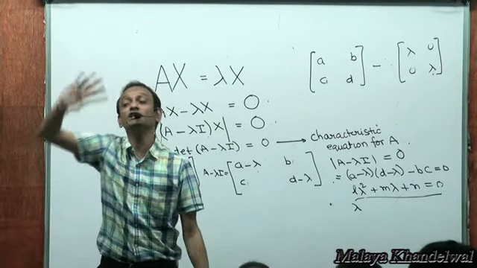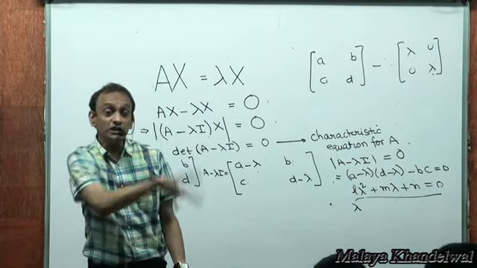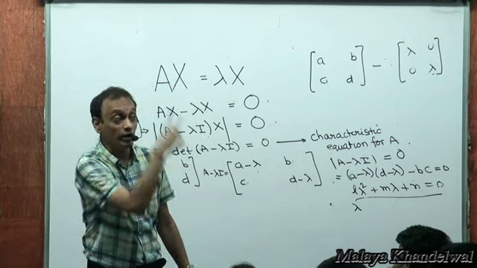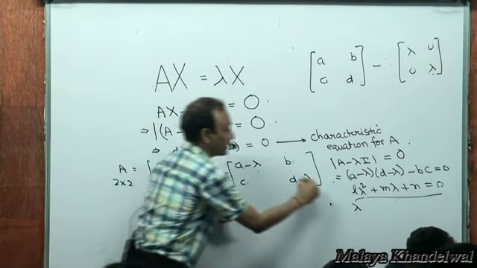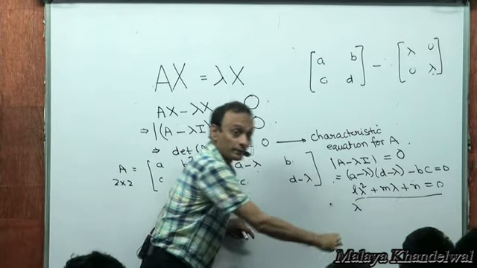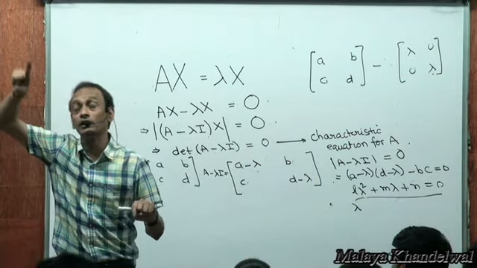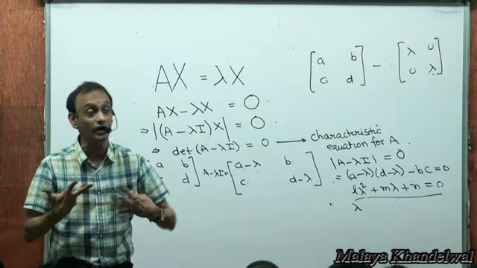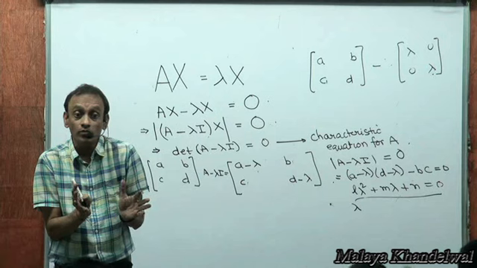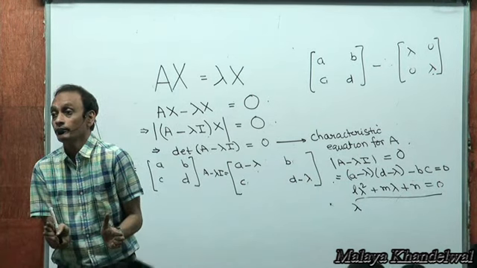If A was of order 3, then the characteristic equation will reduce to a polynomial of degree 3 in lambda. You will have along the diagonal lambda, lambda, lambda, so you get lambda cube kind of a thing. If A is a matrix of order n, you will get a polynomial of degree n in lambda. You know what I'm saying?